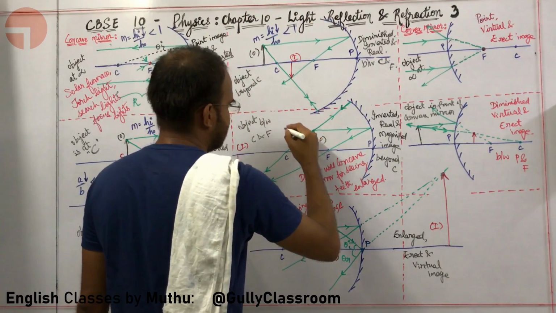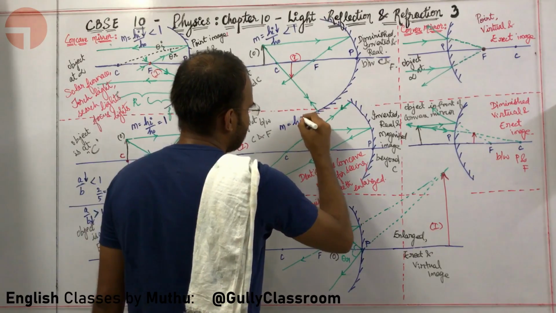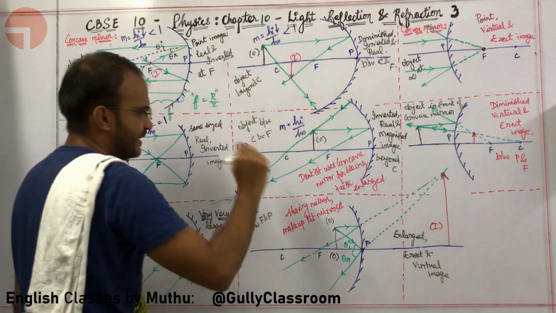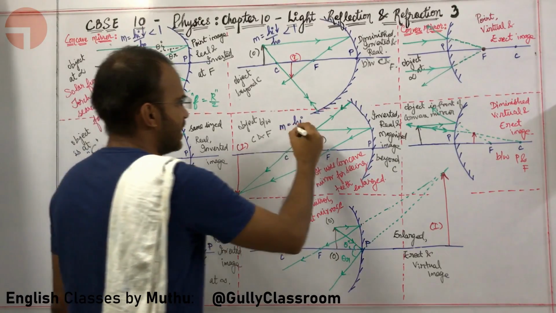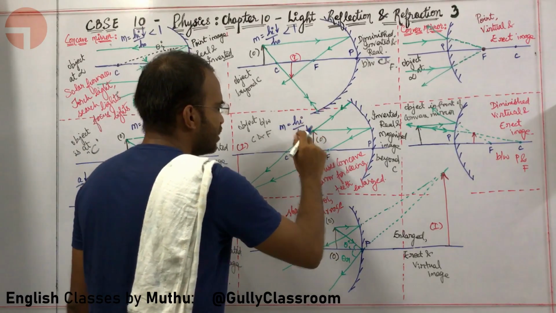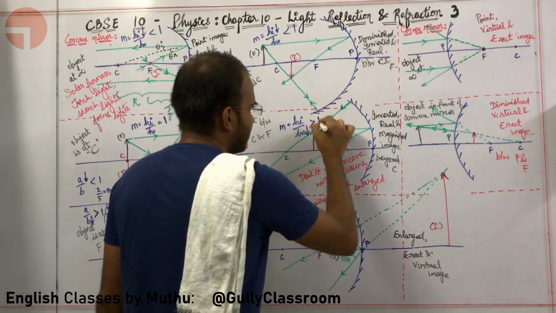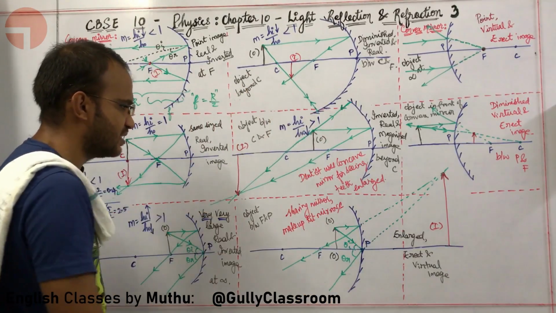What about in this condition? Magnification is nothing but hi by ho. Here I am getting an enlarged image. Enlarged image means the object is very small. If the denominator is small, automatically it is greater than 1. Magnification is greater than 1.